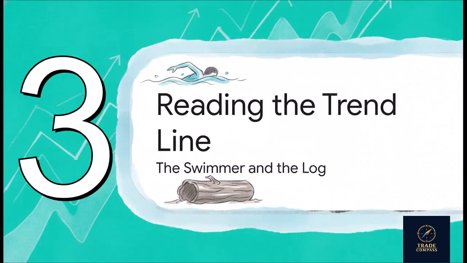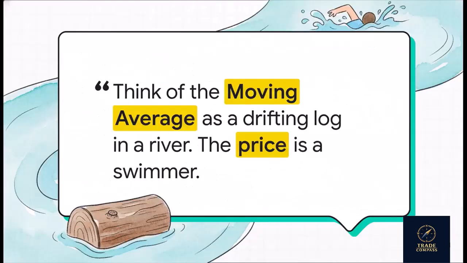Okay, great. So you have this line on your chart. Now what? I mean, how do you actually use it to make trading decisions? Well, I'm about to share a really simple analogy that's going to make this incredibly easy to remember. I call it the swimmer and the log. Here we go. I want you to really lock this picture into your mind. The smooth moving average line, that's a log, just drifting gently down a river. And the price, with all its frantic jumping around, that's our swimmer in that same river.